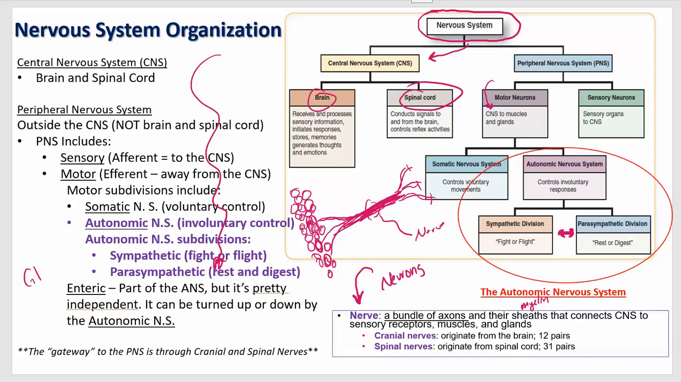The splanchnic nerve is in your GI. There are a whole bunch of them. We have cranial nerves. We're going to talk about the vagus nerve, which is cranial nerve 10, but there are 12 of those, and then a bunch of spinal nerves that come out from your spinal cord in between your vertebrae. And we're going to see those too.